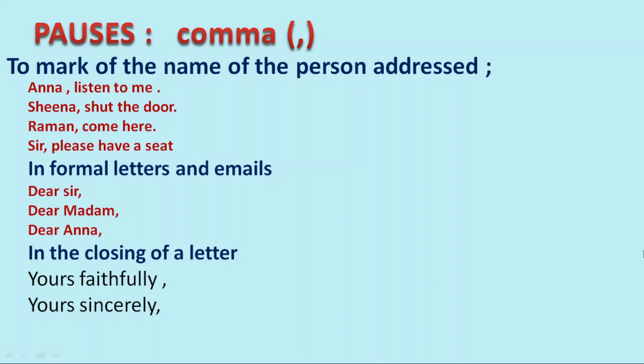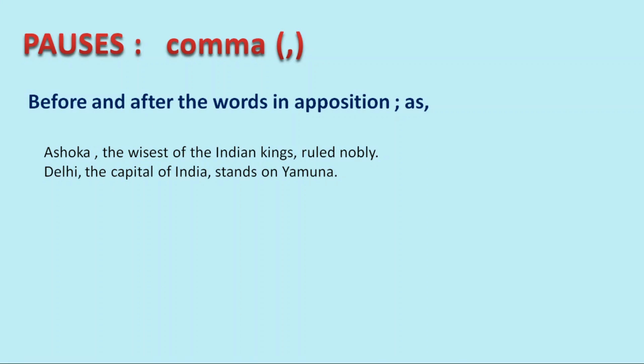In the closing of a letter, we use words like yours faithfully, yours sincerely. So, we have to use a comma after yours faithfully or yours sincerely. So, in the closing, the most common formal expression, we use a comma. Before and after words in opposition, as in: Ashoka, the wisest of the Indian kings, ruled nobly. Delhi, the capital of India, stands on the Yamuna. So, in these types of sentences, we use a comma.